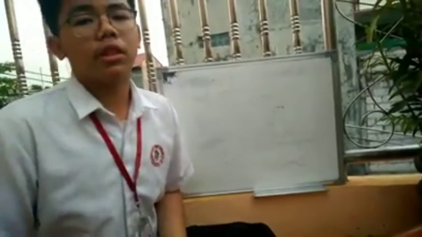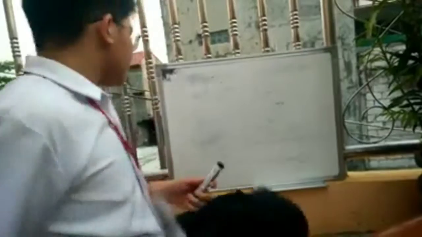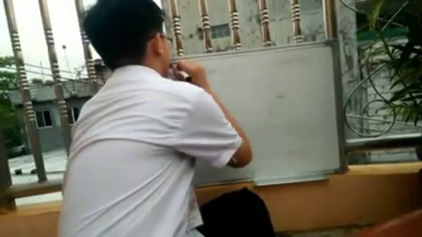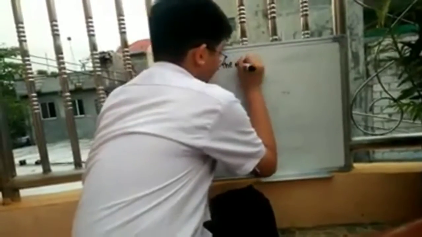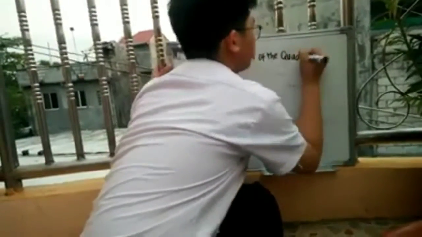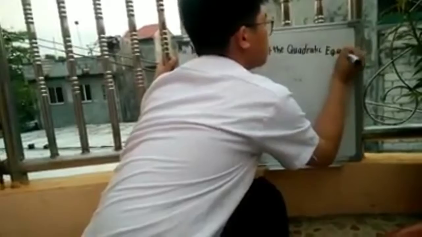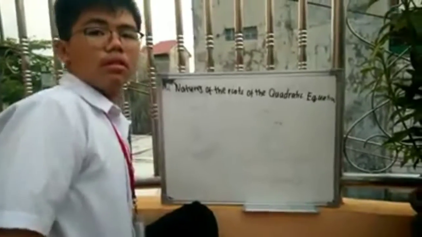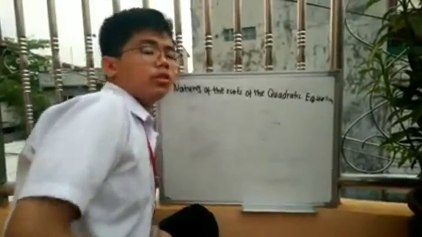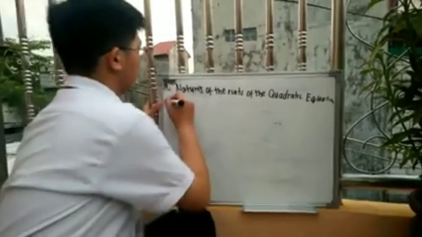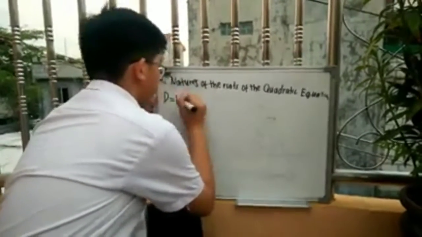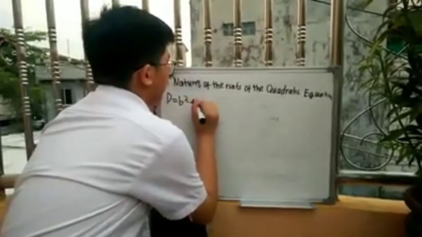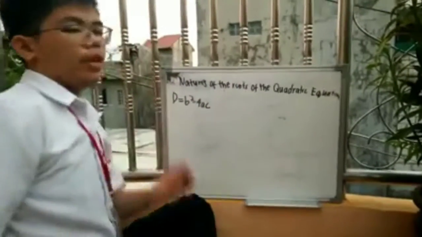After learning the four ways of solving quadratic equations, we need to determine now their natures. To get the nature of the roots, we have to get the discriminant by using the expression b squared minus 4ac from the quadratic formula.